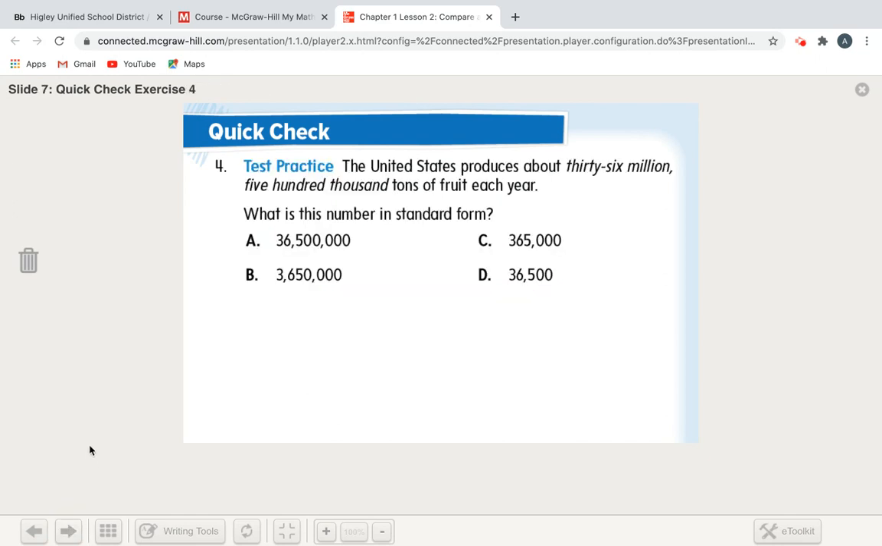The United States produces about 36,500,000 tons of fruit each year. What is this number in standard form? If you selected A, you are correct.